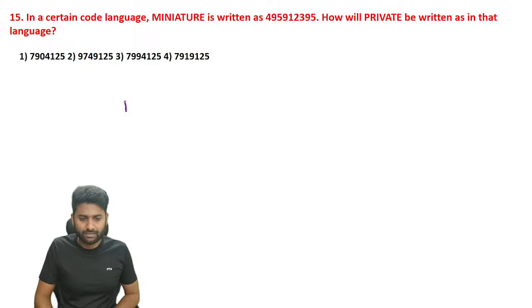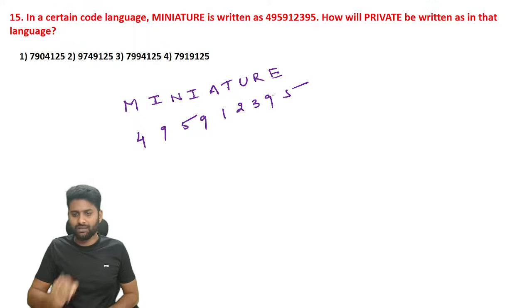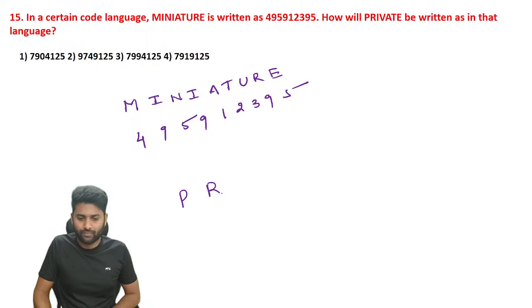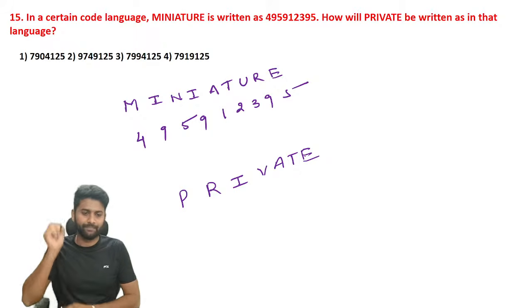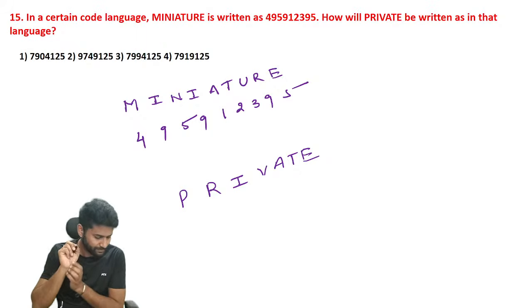In a certain code language, miniature is coded as 495912395. Then how do we code private in the same language?